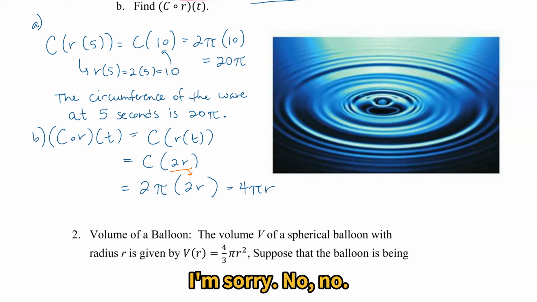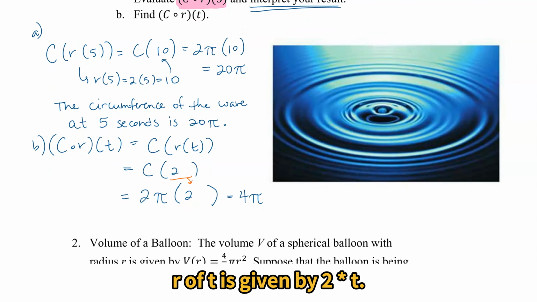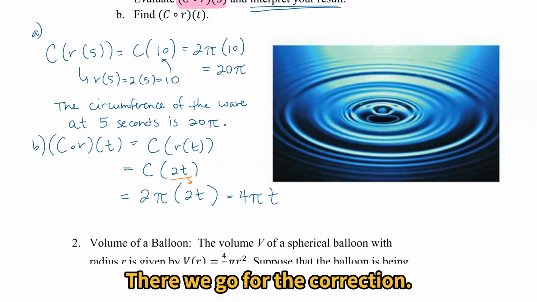Oh, I'm sorry. No, that's wrong. Not r, t. R of t is given by 2 times t. I need my answer to be in terms of t, not r. So there we go for the correction.